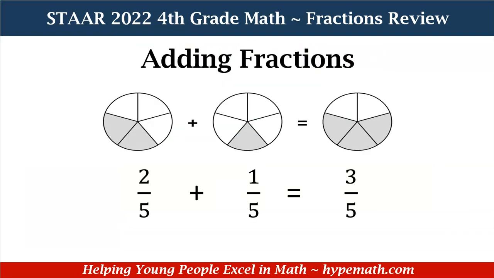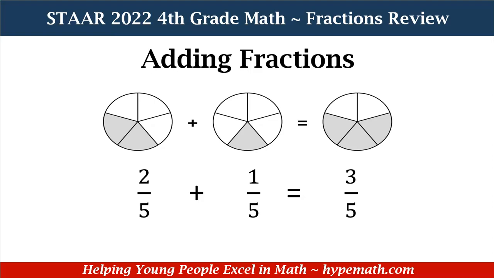Let's review adding fractions. So, in our example, we see that there are two circles being added together. They're divided into equal parts, and some parts are shaded. The first one on the left-hand side is separated into 5 total parts. That is my denominator, and there are 2 parts that are shaded. So 2/5 is my fraction.